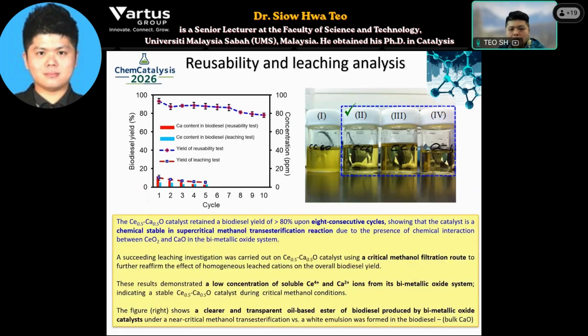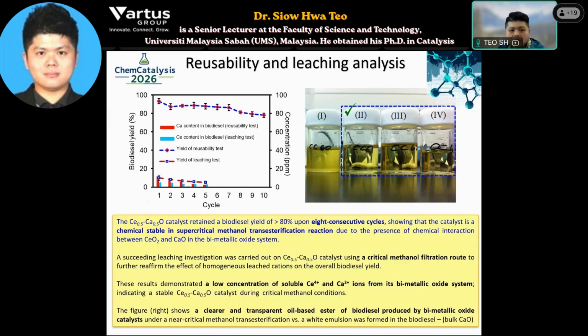For practical applications, catalyst stability and reusability are equally important as catalytic activity. Therefore, the reusability of the mixed oxide catalyst was evaluated through multiple consecutive reaction cycles under the optimized reaction conditions. As shown in the graph, the catalyst maintains a biodiesel yield above 80% even after eight consecutive cycles, indicating good catalytic stability and durability throughout the reaction process.